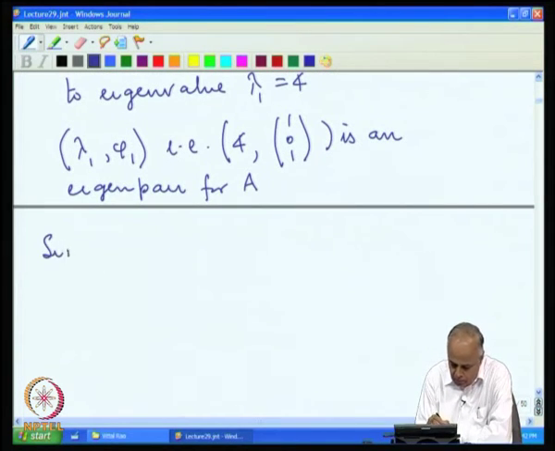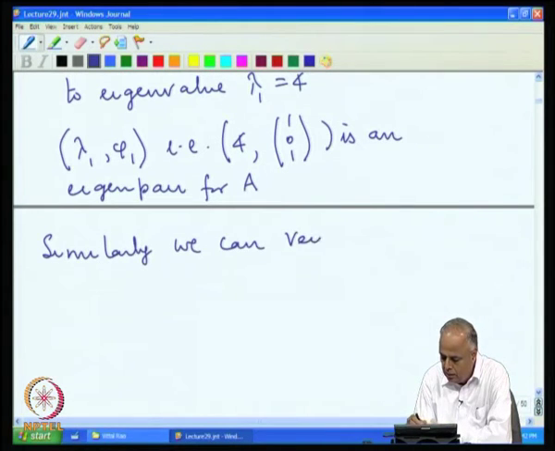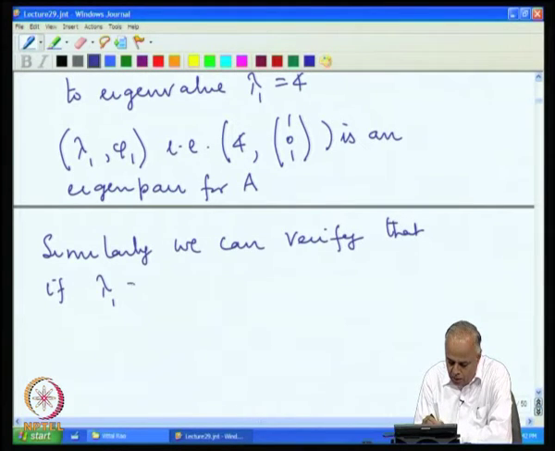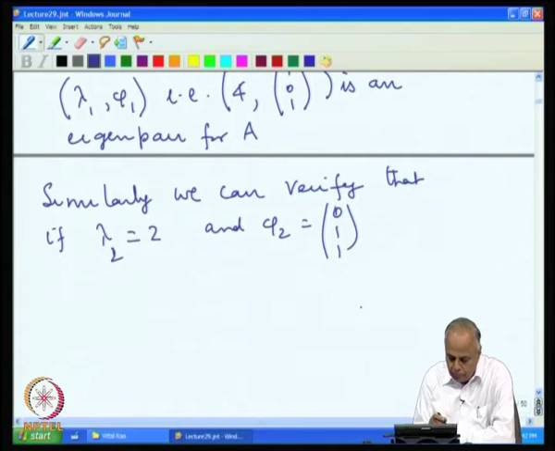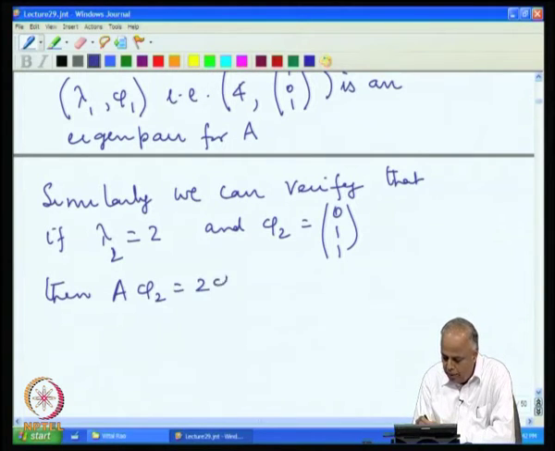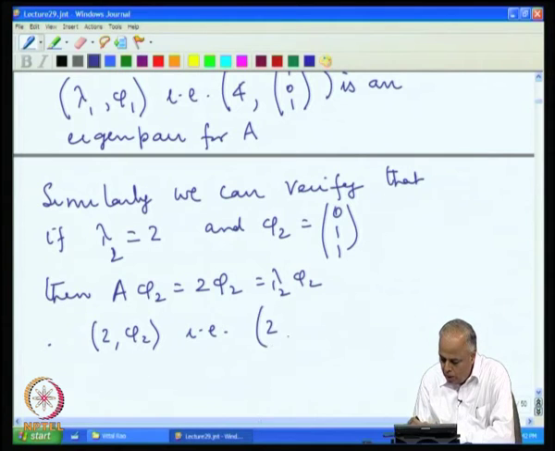Similarly, we can verify by simple multiplication that if lambda 2 equal to 2 and phi 2 equal to 0 1 1, then A phi 2 is 2 phi 2, that is lambda 2 phi 2, and therefore, 2 and phi 2, that is 2 and the vector 0 1 1 is an eigenpair for A.